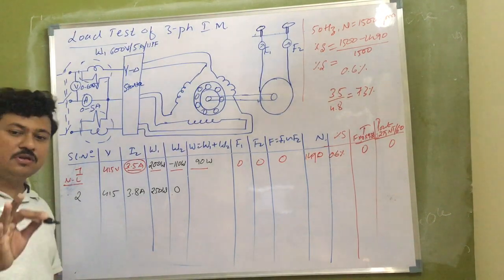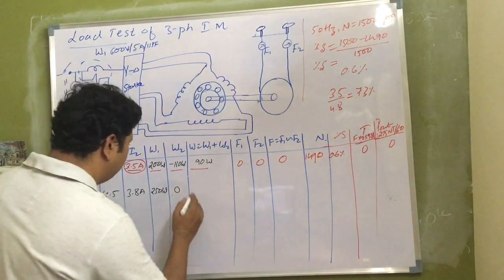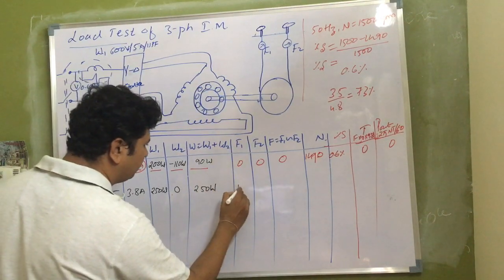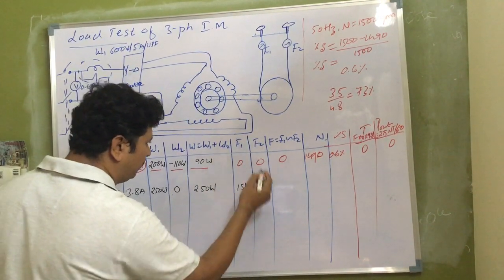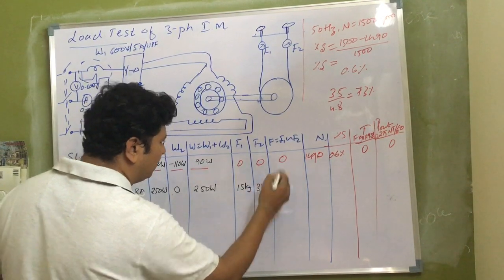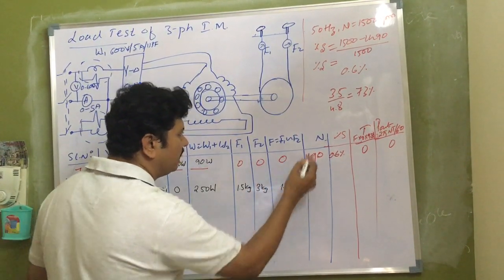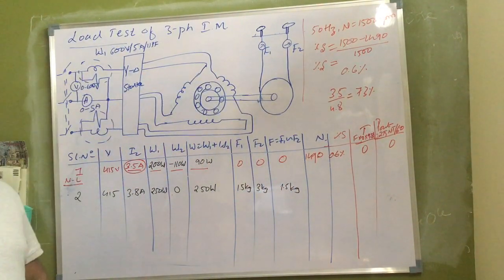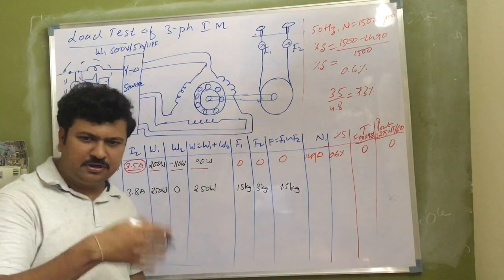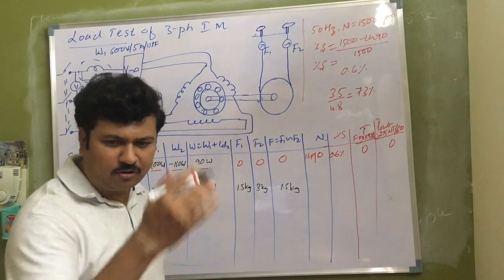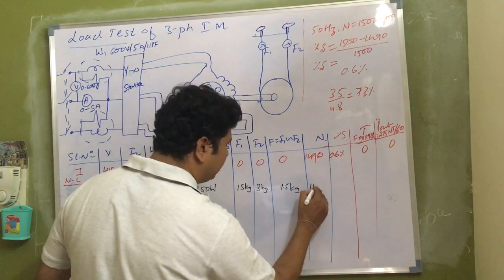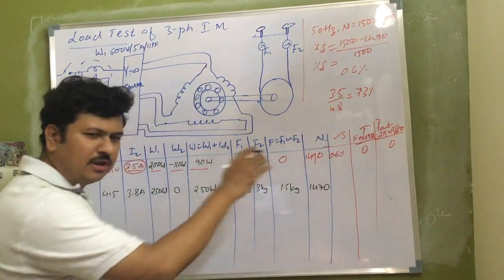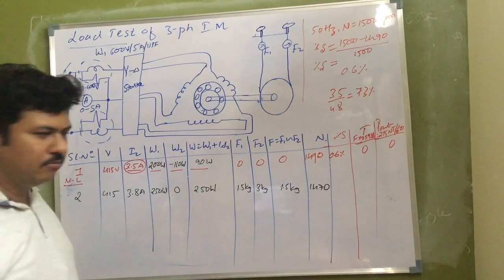I will explain the three conditions. Now it will be 250 watts. F1 will say some 1.5 kg, F2 will show some 3 kg. Some speed. Now the speed will drop. An induction motor is not a constant speed motor. As the load increases, speed decreases. The speed will go on decreasing. Now let us take this speed has come down to 1470 rpm. Accordingly, the slip will also change. Those calculations we can do.